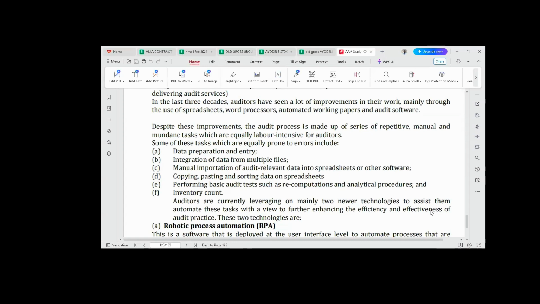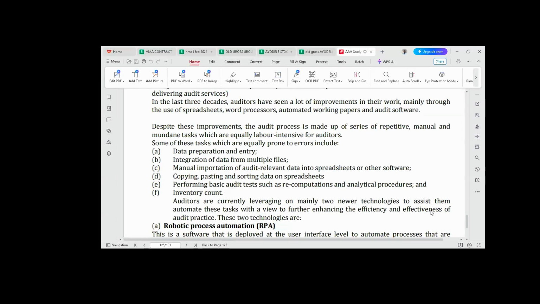Mind you, robotic process automation has not come to replace the auditor, because robotic process automation cannot take decisions. It does not have the capacity or capability to take decisions. It can only put forward options. So it is only the auditor that has the power to make decisions. That is what makes it different.